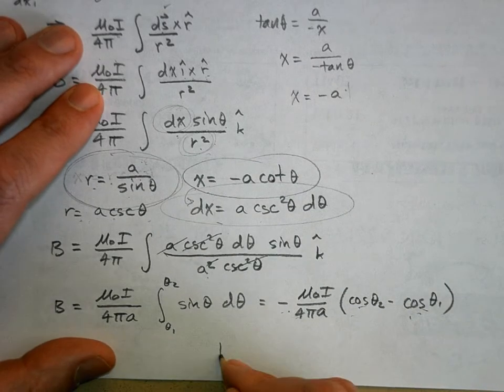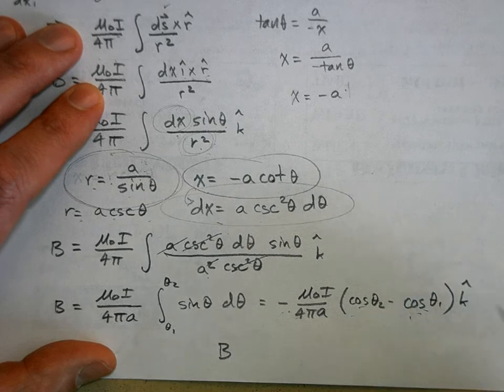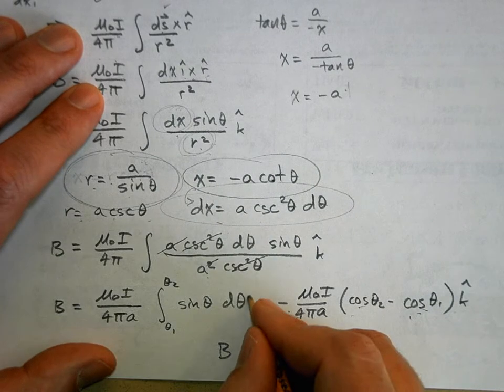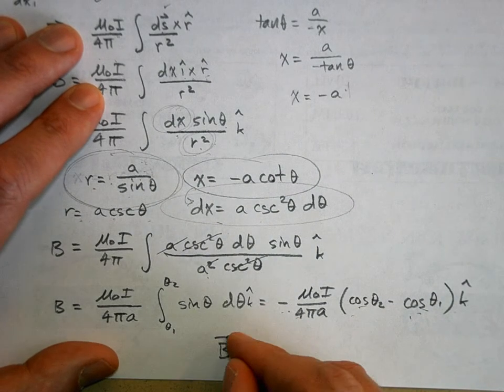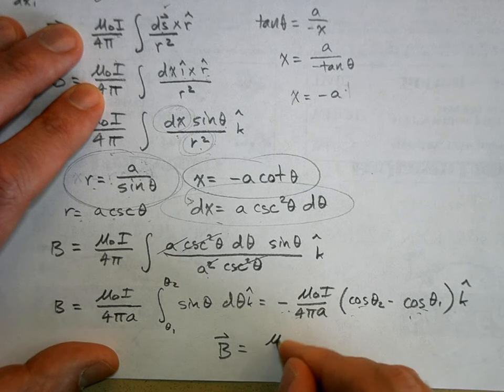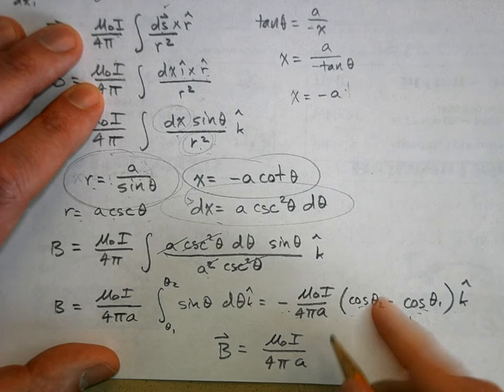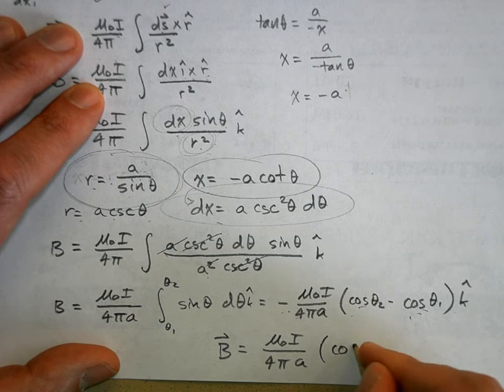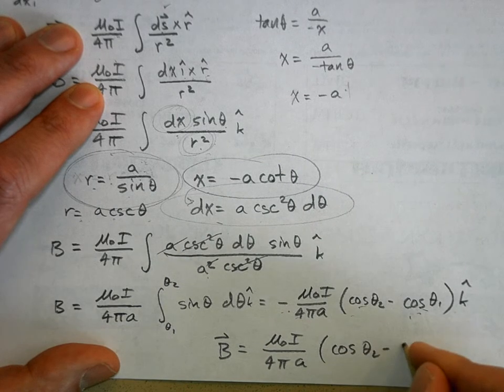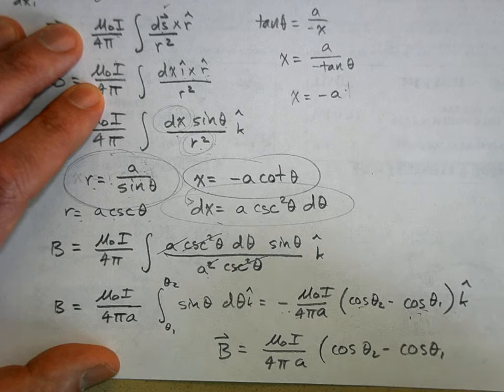The strength of the, and we keep leaving off that k hat direction. K hat. So B is equal to mu naught I over 4 pi a times cosine theta 2 minus cosine theta 1.